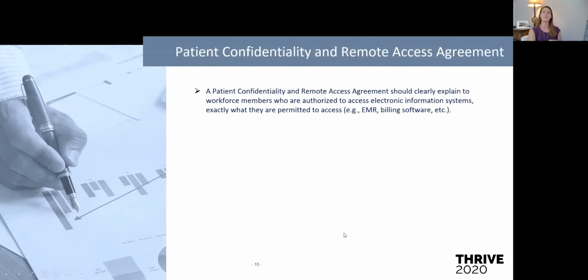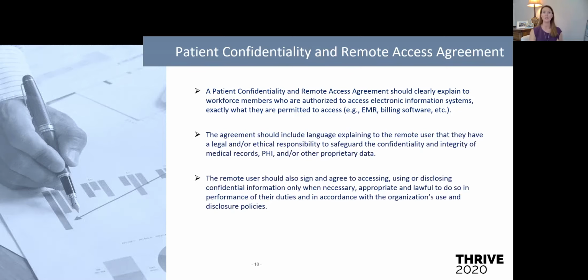So from a patient confidentiality standpoint, this is probably something that is already being done in your practice, because your employees already need to understand that they have to keep patient information confidential. But this should even be reiterated again for your remote workers. They need to understand that they should only have access to what they need access to. They shouldn't be accessing any more just because they're remote.